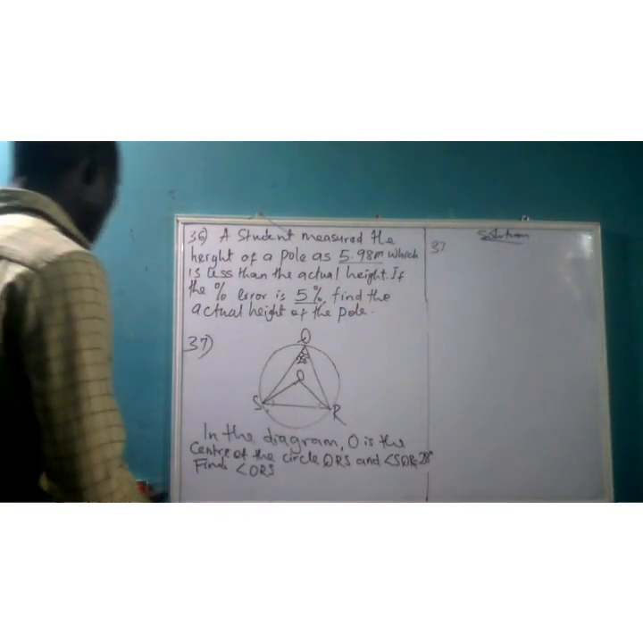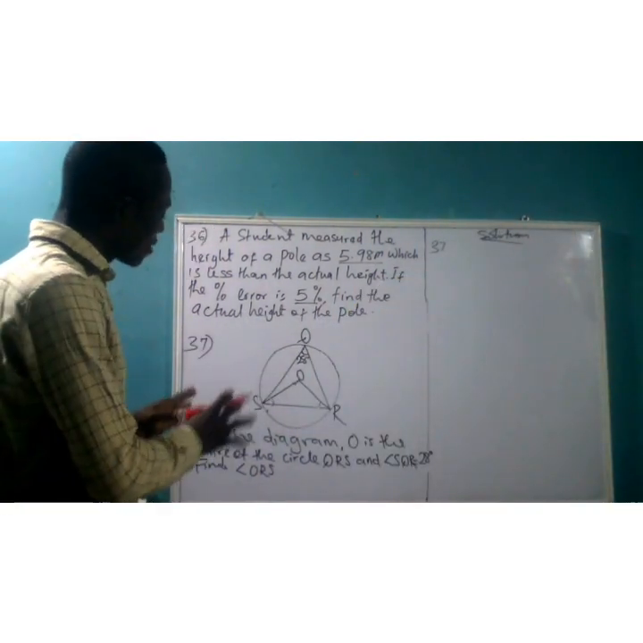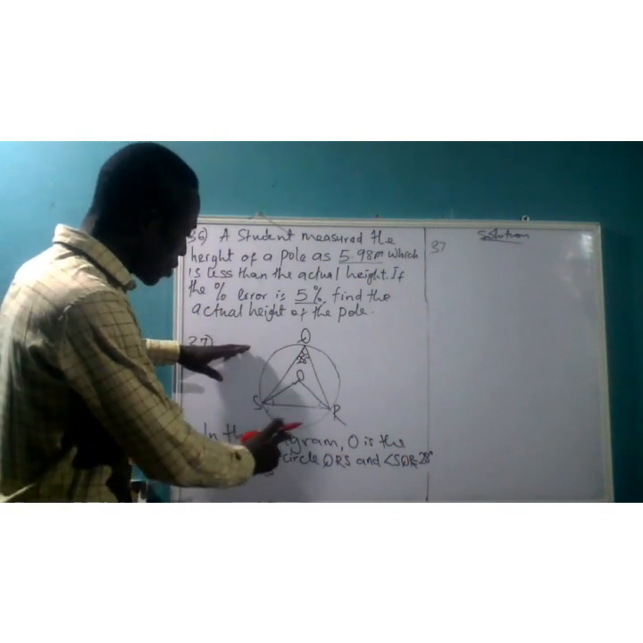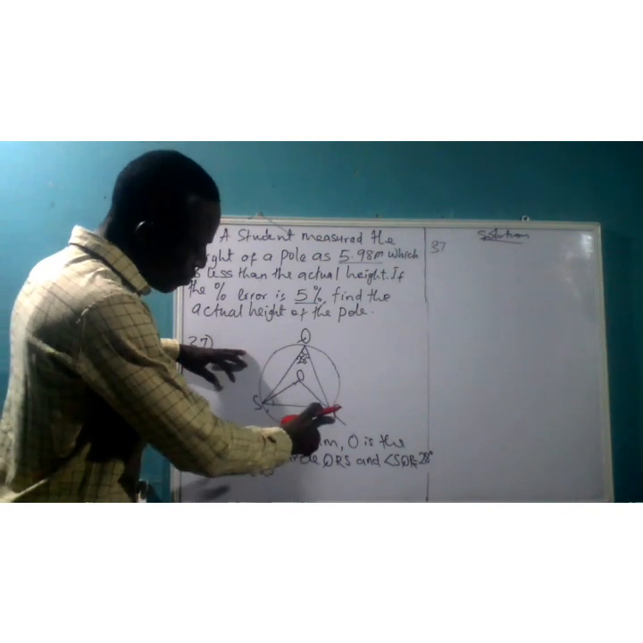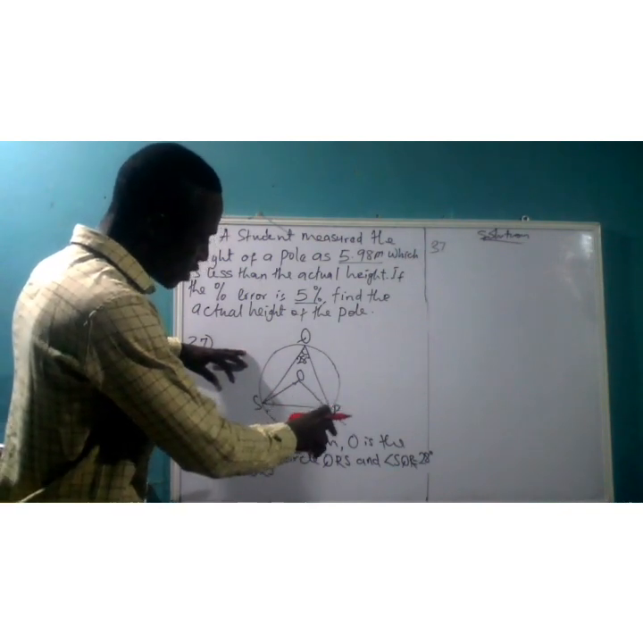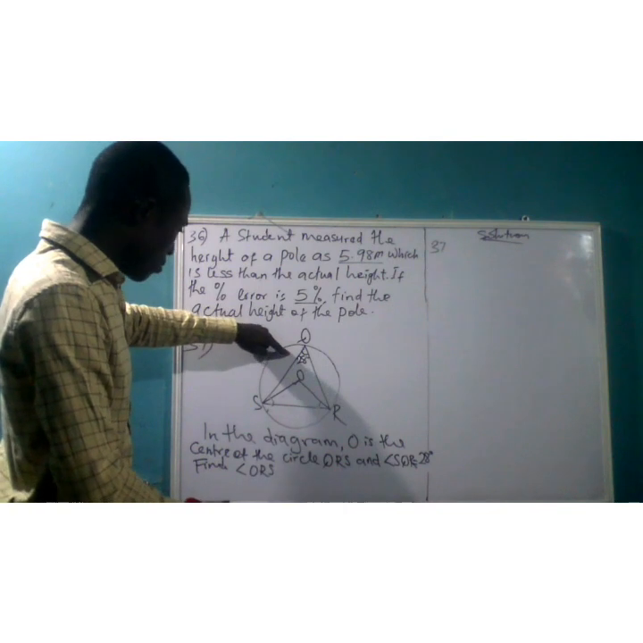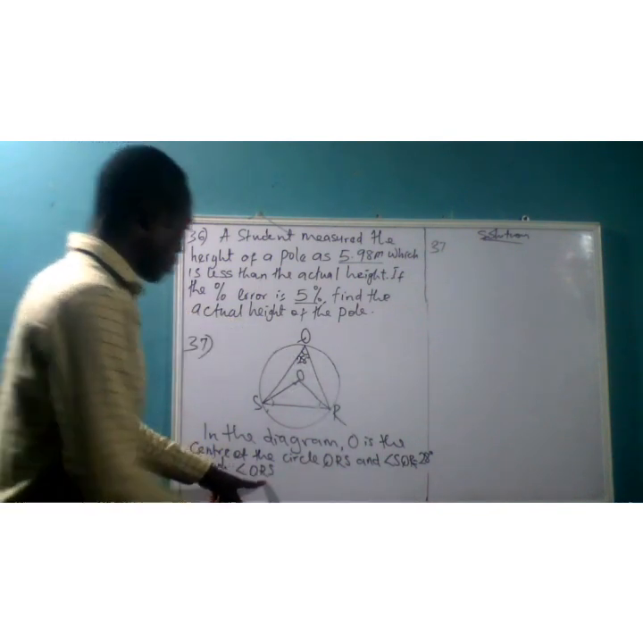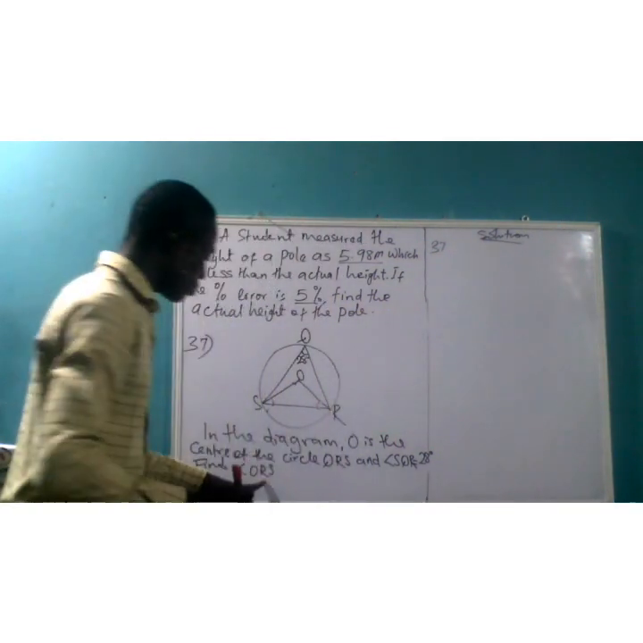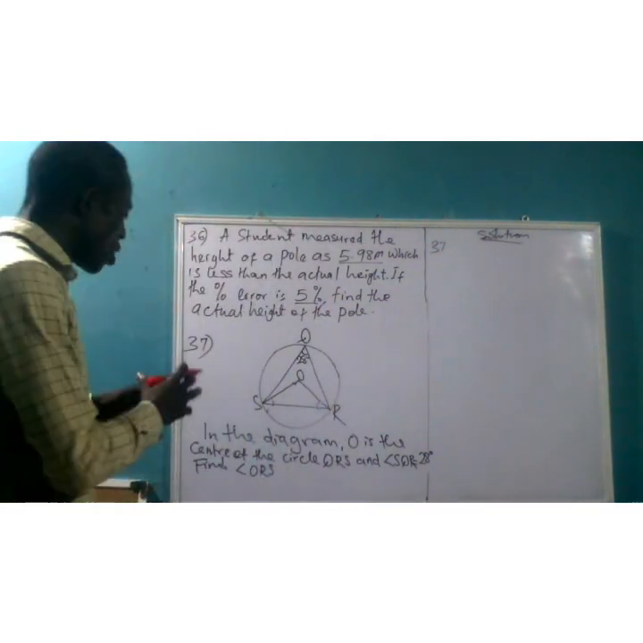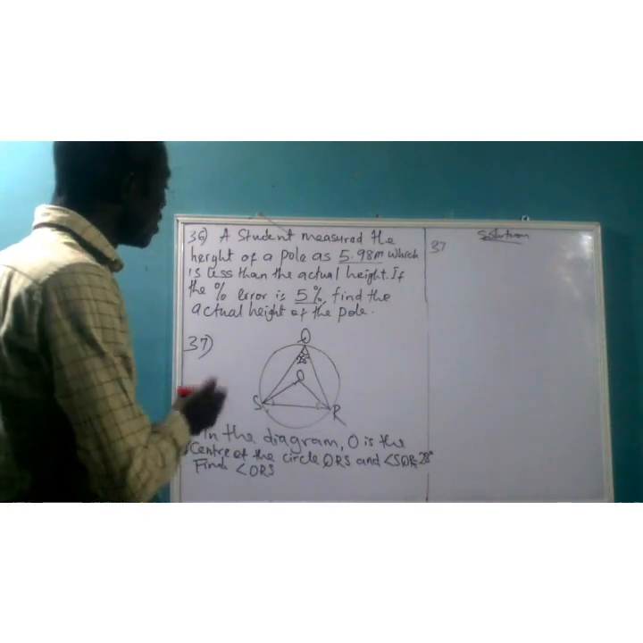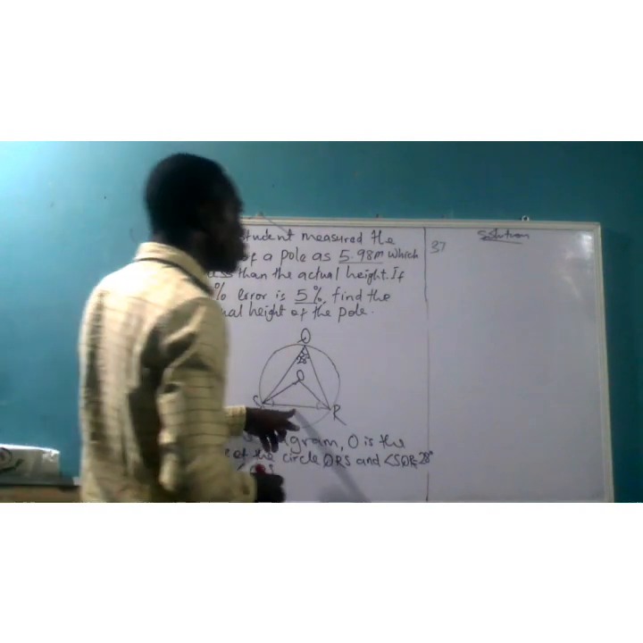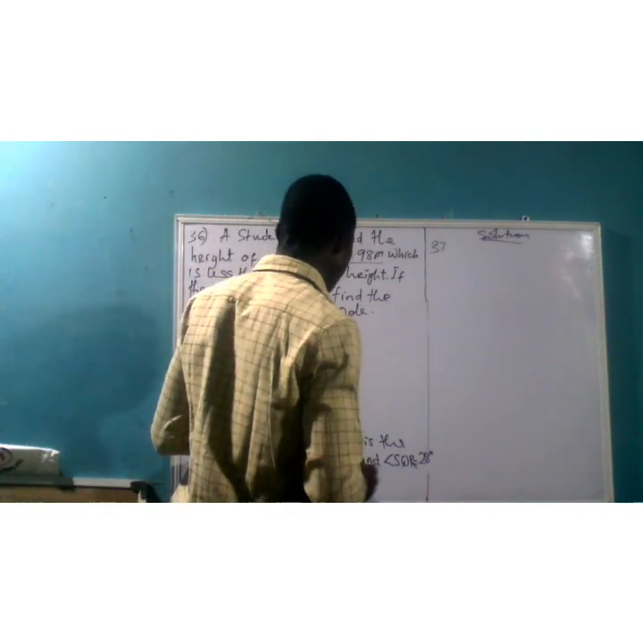Now let's take question number 37. In question number 37, we are given this diagram. In the diagram, O is at the center of the circle QRS, and we are given the angle SQR at Q to be 28 degrees. We are asked to find the angle ORS at R. Now recall that one of the circle geometry laws says that the angle subtended at the center of a circle by a chord is always twice the angle subtended at the circumference by the same chord.